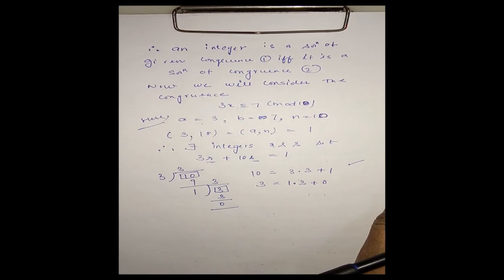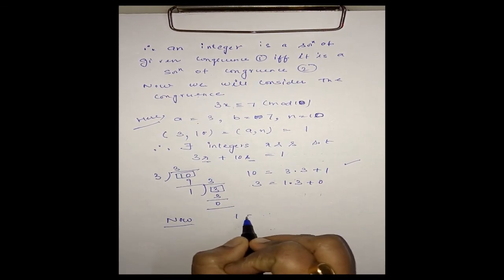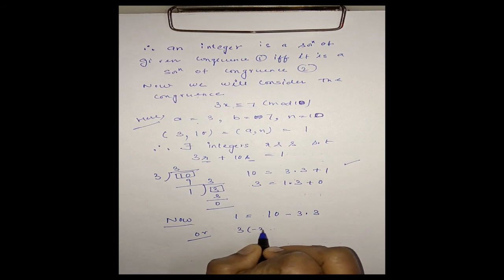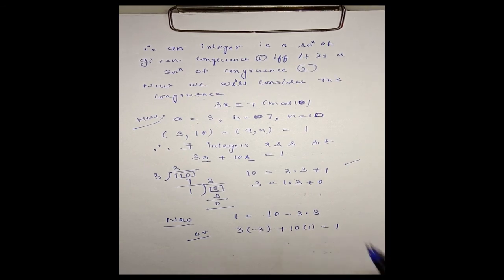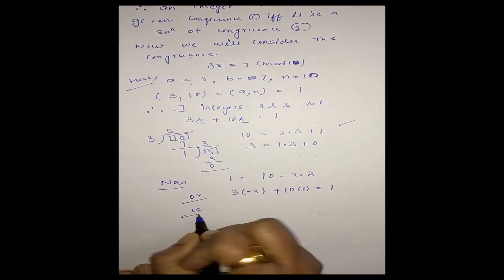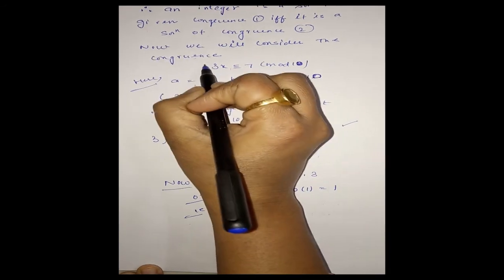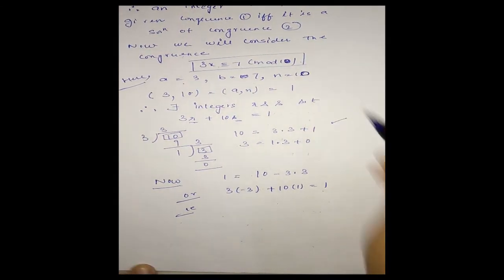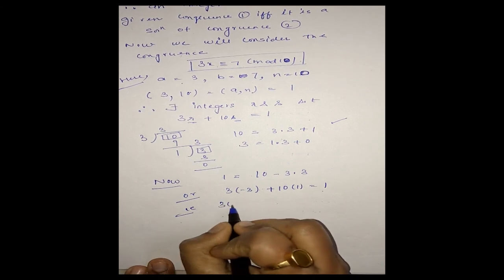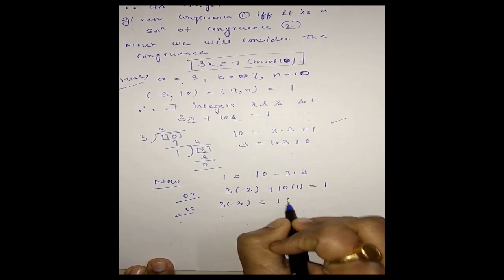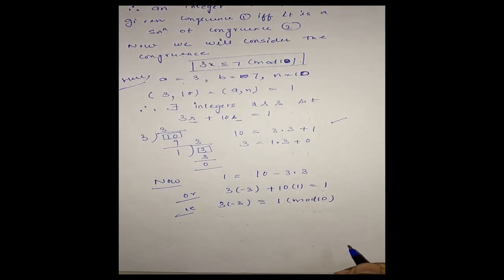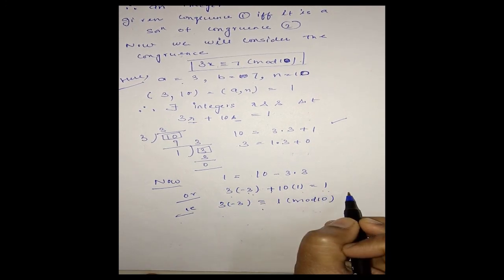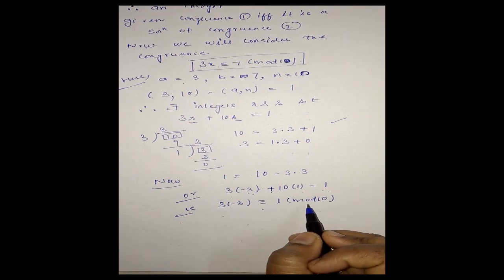Now we will use this first equation. 1 is equal to 10 minus 3 into 3, or I can write it as 3 into minus 3 plus 10 into 1 is equal to 1. Now we want to solve this equation, 3x is congruent to 7 modulo 10. So I will write this equation in this form. Now this can be written as 3 into minus 3 is congruent to 1 modulo 10, since 3 into minus 3 is equal to 1 minus 10 into 1.